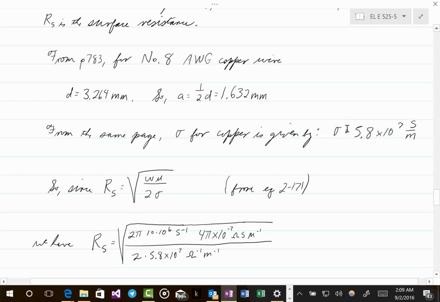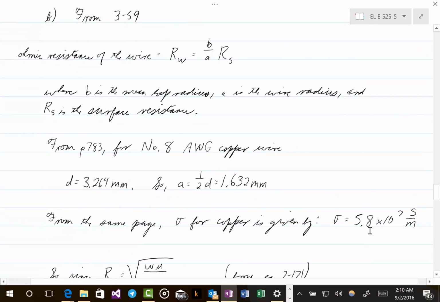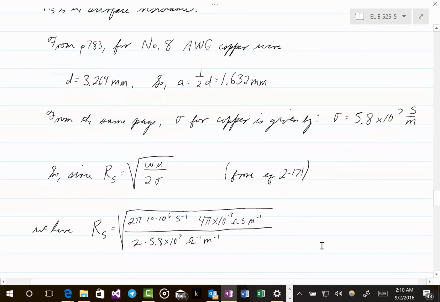Now, the reason that we went ahead and noted this conductivity is that, as you can see here, this ohmic resistance that we're trying to calculate depends on R sub S, the surface resistance, and our formula from equation 2-171, our formula for the surface resistance is square root of omega mu over 2 sigma. So that's why we wanted to go ahead and find sigma and note it as well.